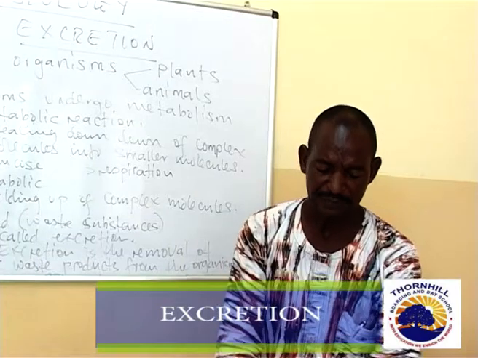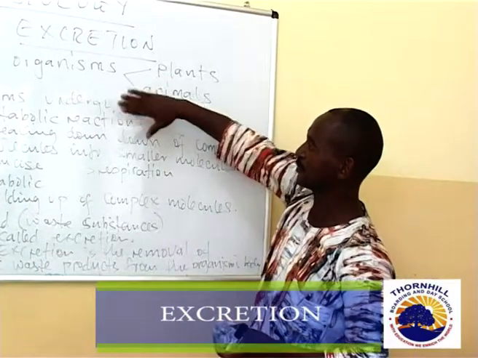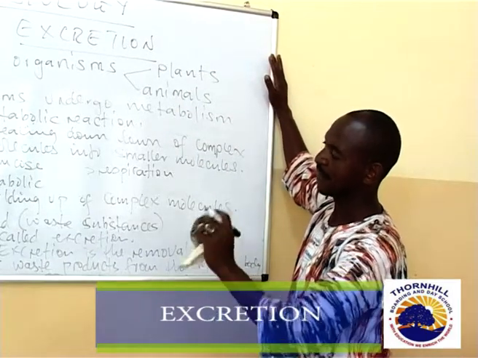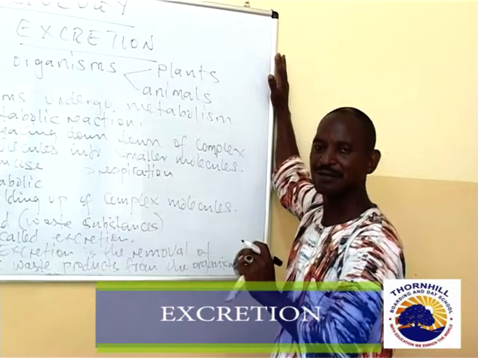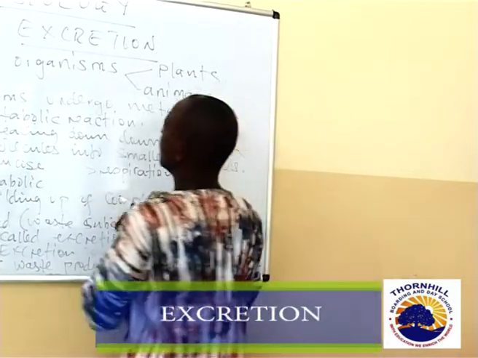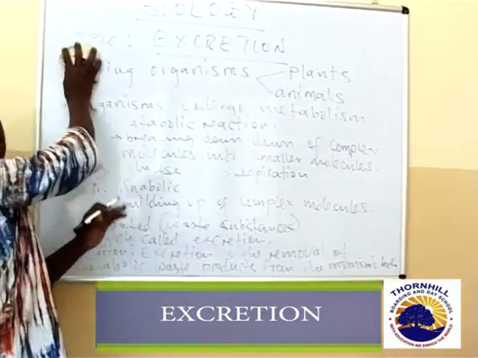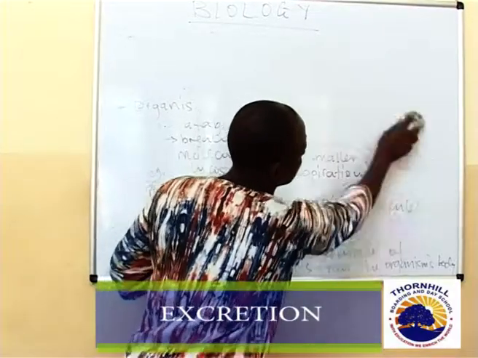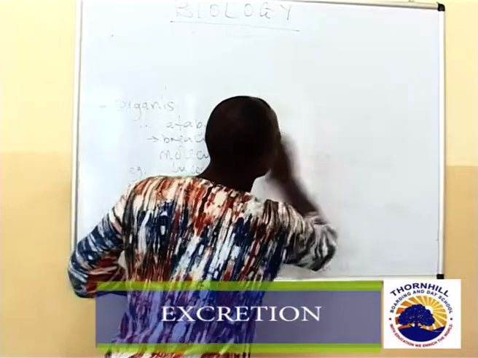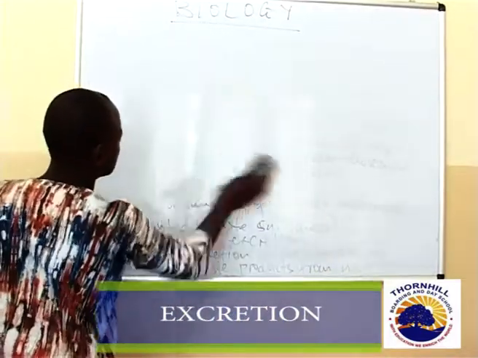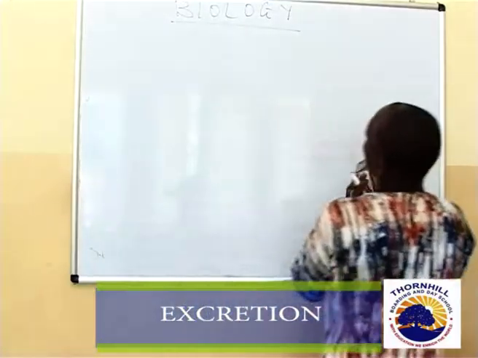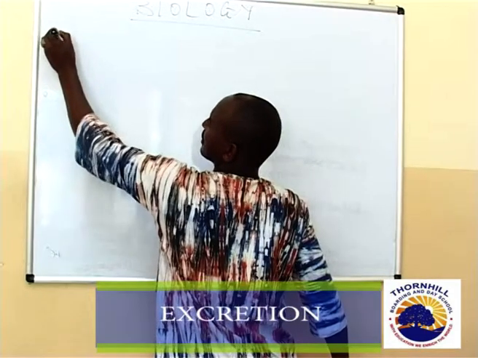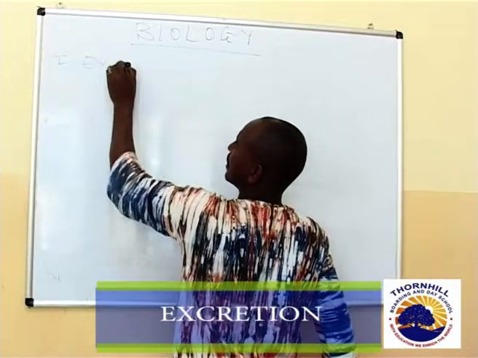Now, as plants and animals remove their waste substances, they have developed a system in their bodies. So we are going to have excretion in plants and excretion in animals. Since plants and animals are different, as I said at the beginning, we begin by looking at excretion in animals.